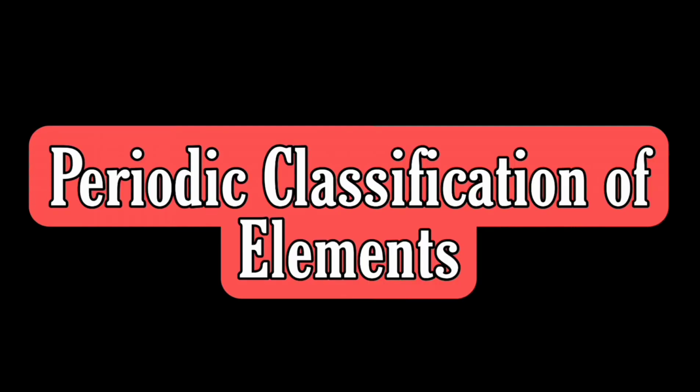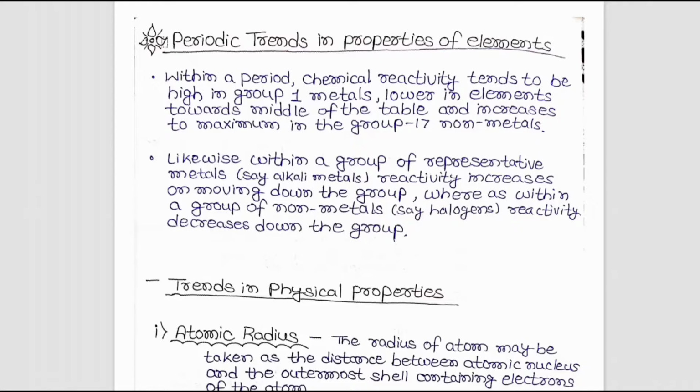This video is part 5 of Chemistry Class 11 Chapter 3, the periodic classification of elements, and here the topic is periodic trends in the properties of the elements.